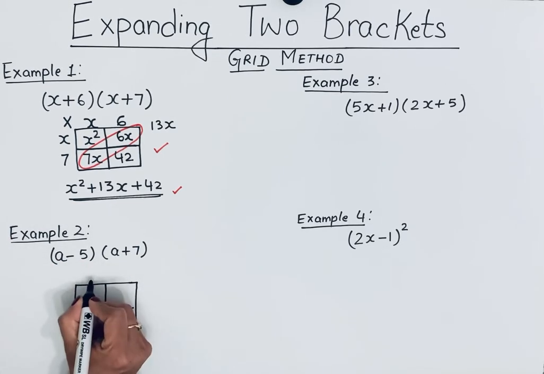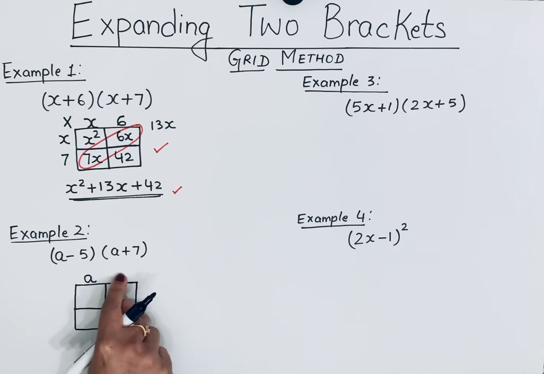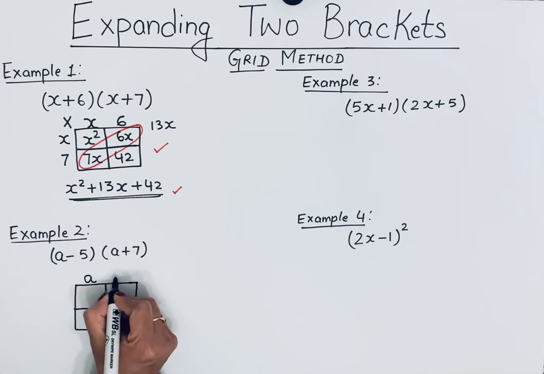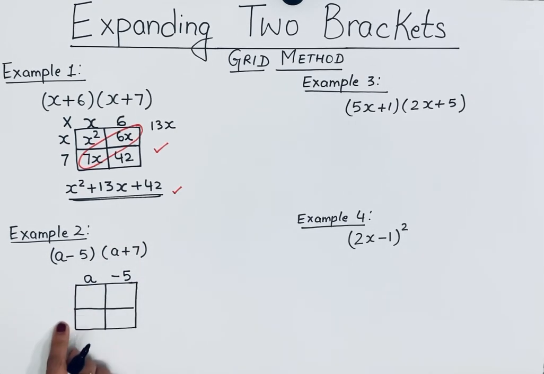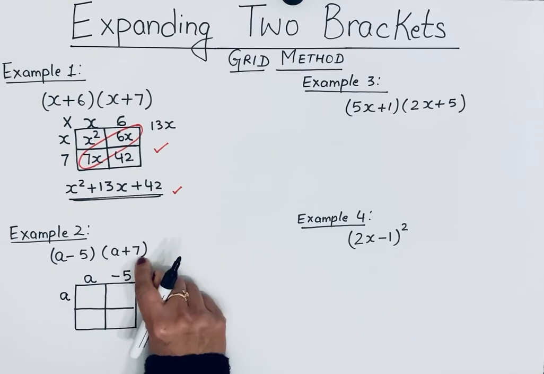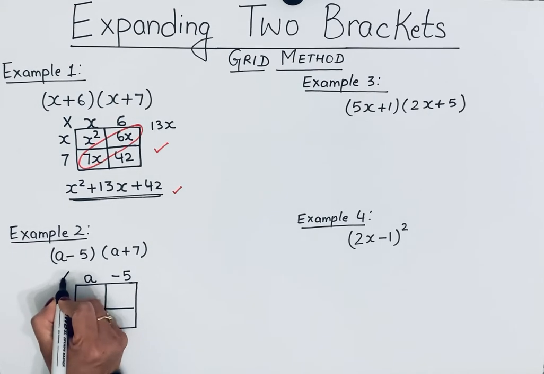So a, write down a. This term 5 is negative 5, so make sure we include that negative when we write 5. So we're going to write down negative 5. So a and then negative 5 on the top. And then the second bracket will go on the left. a, let's write that there. 7 is positive, so we do not need to include the sign, just write down 7. And then put a times.